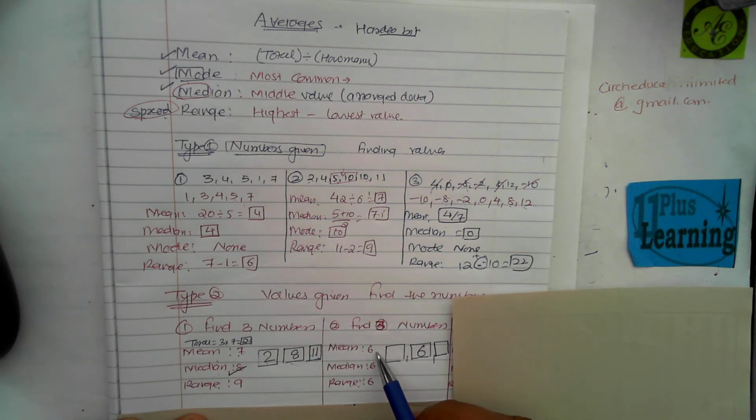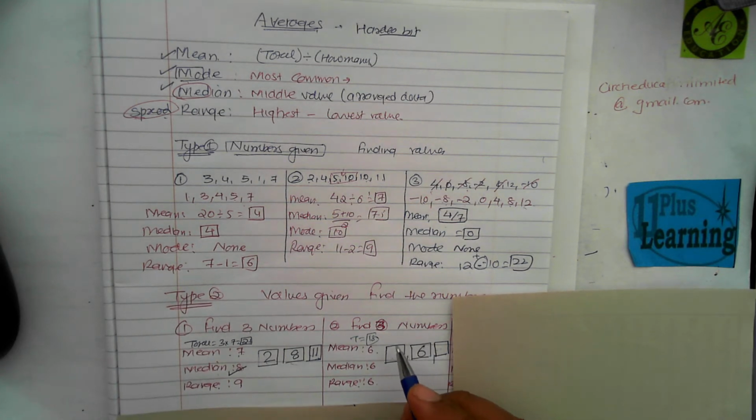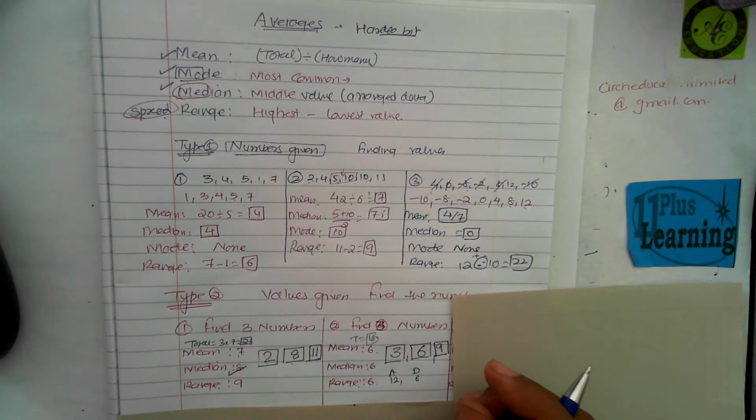Mean 6. The total has to be 6 times 3, 18. So these two numbers should have to give you 12. Okay, but the range is 6 as well. So this is interesting. Two numbers which add to give you 12, and the difference is 6. And the numbers are 3 and 9. I think I've got that right. You can check for me, please.